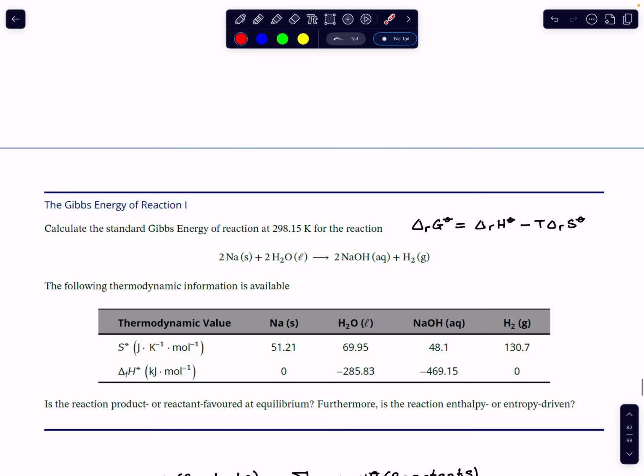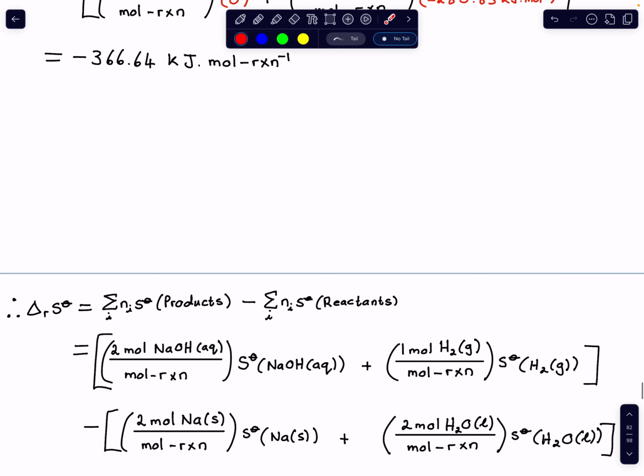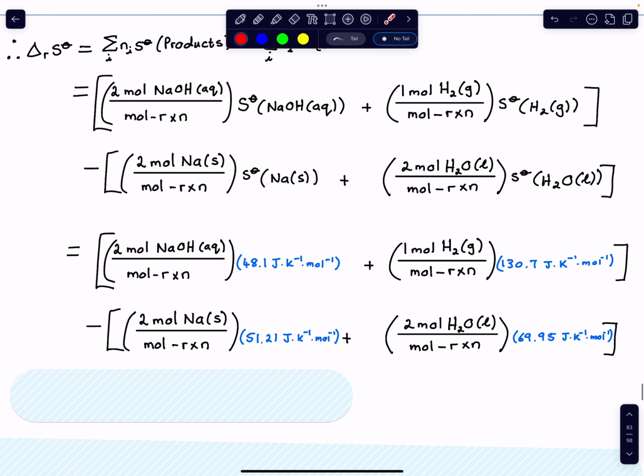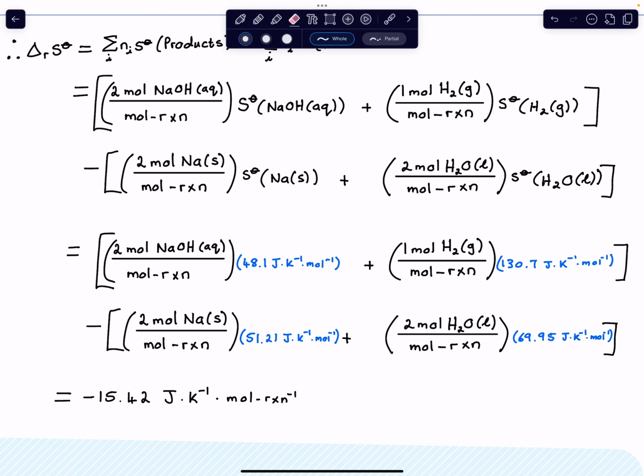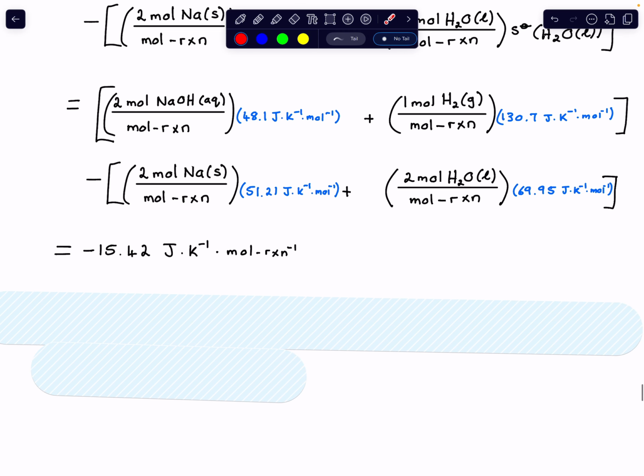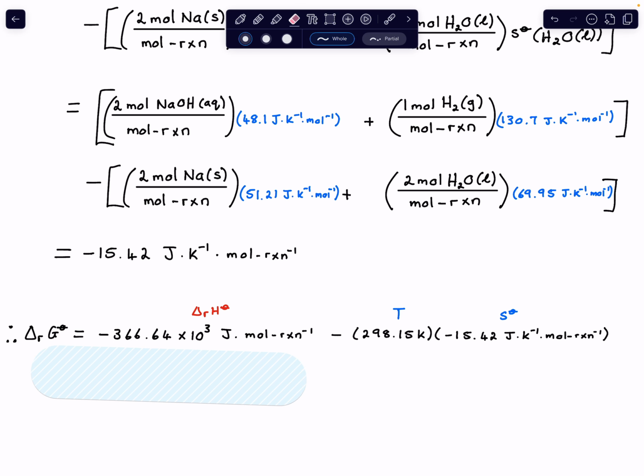All right, I did transfer them correctly, but I'll always double check myself. Going through the mechanics there, you get the value here for the entropy of the reaction. All that's left is to calculate the Gibbs energy, and we plug it back into our original equation, which is the enthalpy minus T delta S.